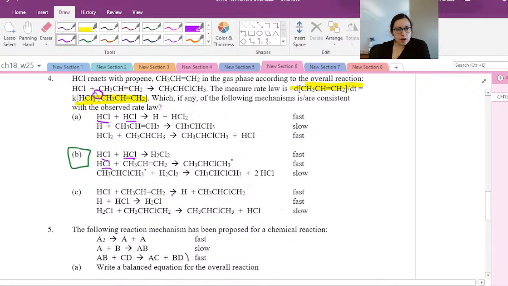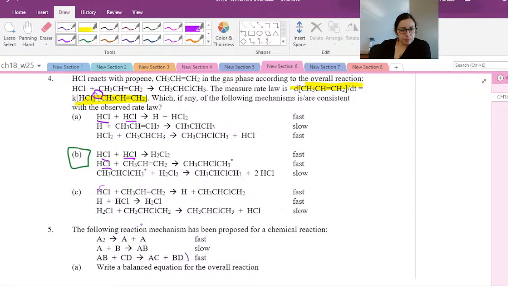And then again, you could figure out what's wrong with C. In C, you are missing the 3 HCl's, which is the big hint, in my opinion, for this one, where you can determine that. So that's good. Questions on that one, or does that make sense?